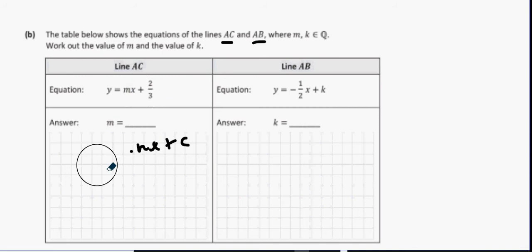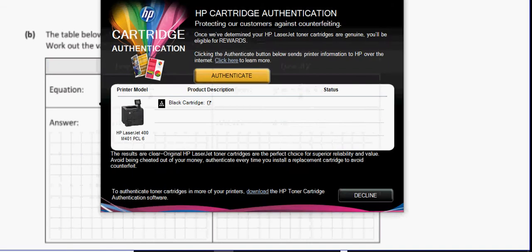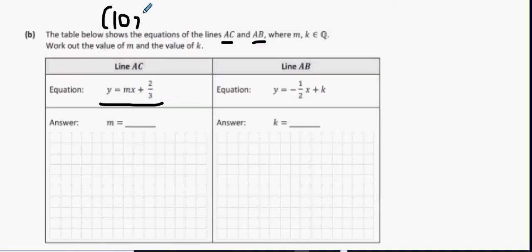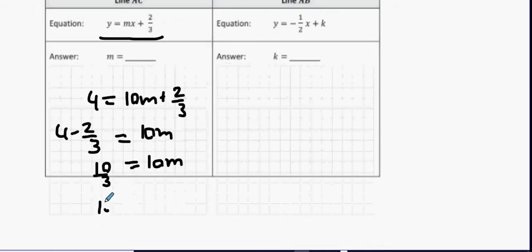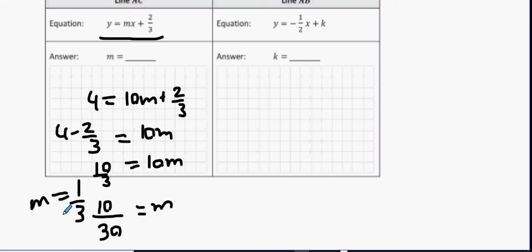Another way that the lads probably did was you probably inserted a point. You could pick any point you want on the line AC. What point was there? There was 10, 4, was there? Yeah. You could insert y is 4 and x is 10. And you could get 4 take away 2/3, is that right? I did it. 4 take away 2/3 equals 10m, and then 10m equals 10 over 3, and then if you divide it by 10, it'd be 10 over 30 equals m equals a third. Either way, m equals a third, no matter what way you do it.